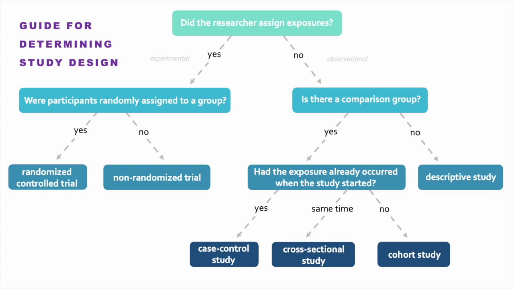If the researcher did not assign exposures, then it's observational. So then you would ask, is there a comparison group? If not, it's a descriptive study. If so, had the exposure already started when the study started? If so, it's a case control study. If the exposure and the study started at the same time, it's a cross-sectional study. And if the exposure had not occurred yet at the beginning of the study, it's a cohort study.